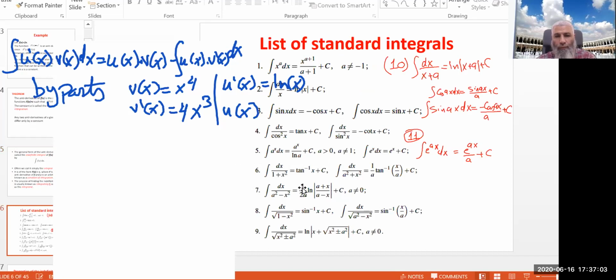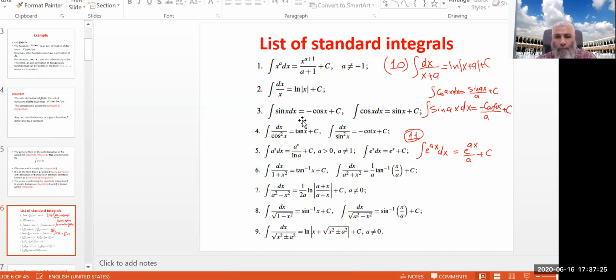Integration of ln x, where is the integration of ln? It's probably number 2. No, this is integration of 1 over x. So here there is no integration of ln. We only have ln as a result.